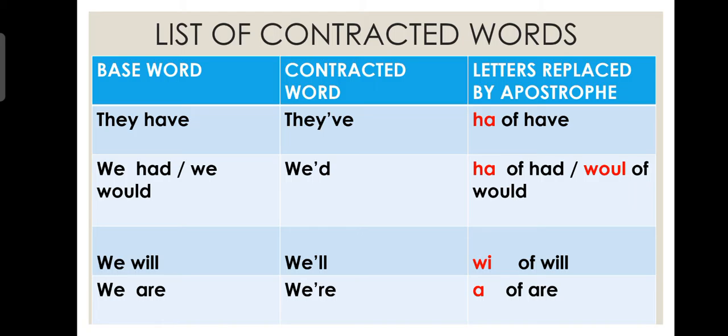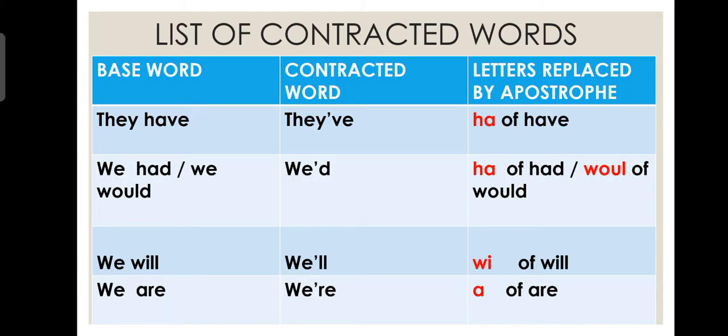Next is some more. They have. Here they remain as it is. We have removed HA from the word have. This is replaced by the apostrophe and VE we write. So the contracted form is they apostrophe VE.